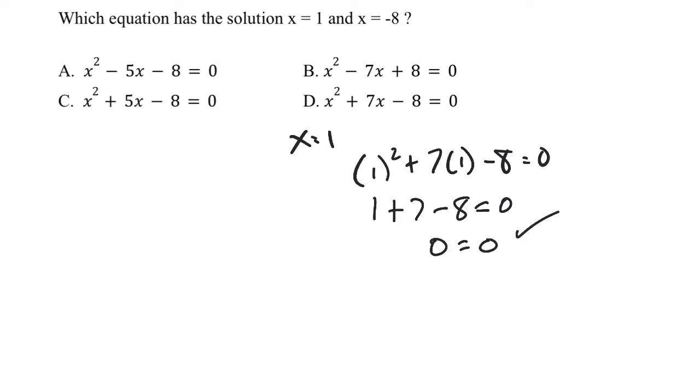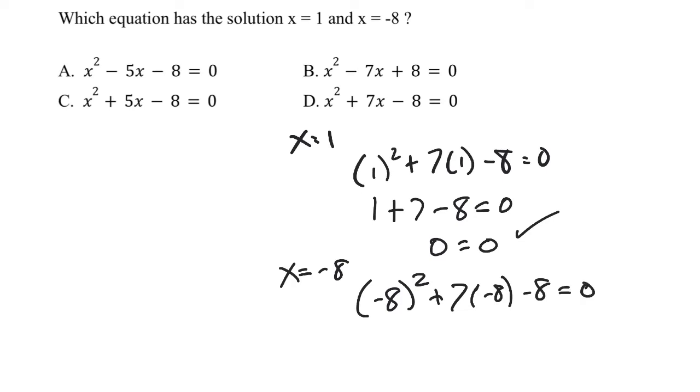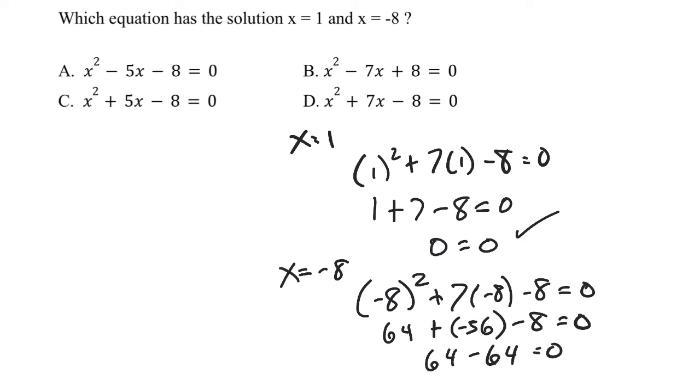Then on the other one, I can say, okay, well, if x equals negative 8, then I can say, well, negative 8 squared plus 7 times negative 8 minus 8 equals 0. Then negative 8 squared is 64. If I add that to a negative 56, and then subtract 8 again, yeah, you end up with 64 minus 64, which is 0. So that works.